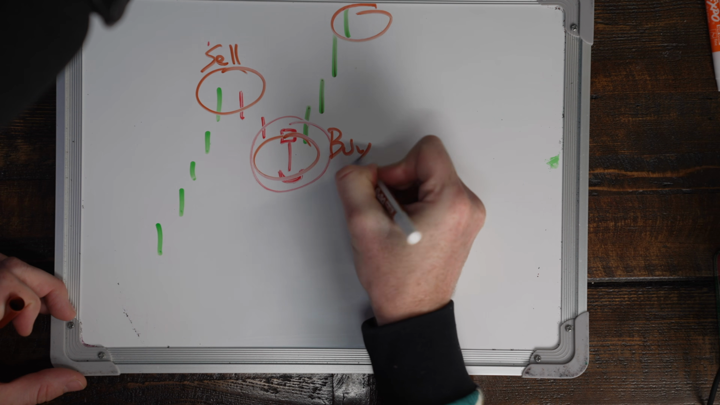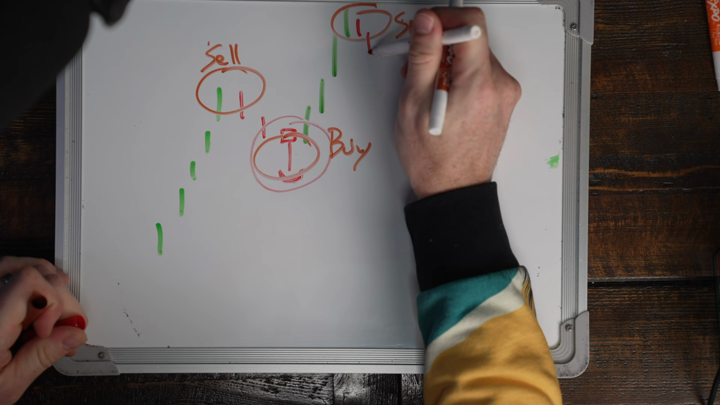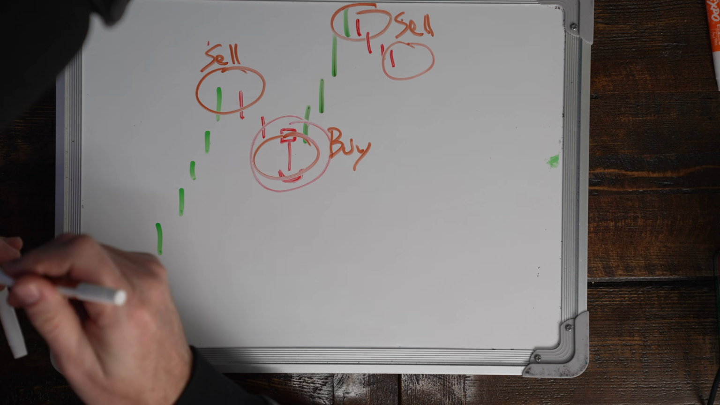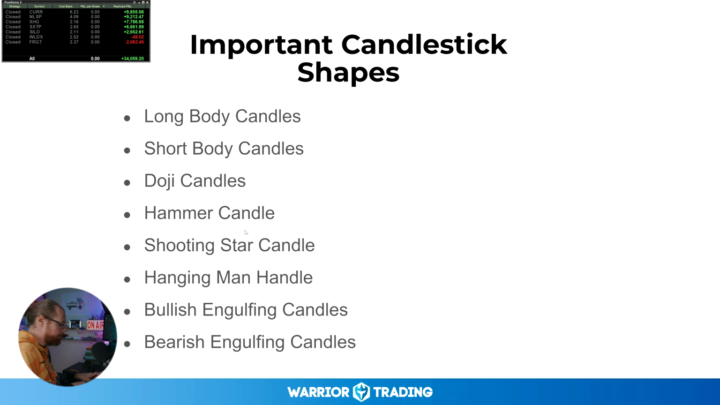We want to buy here. We want to sell up here. Let's just say this was about to be another pullback, and then we want to buy down here for the next leg up. That's what we're trying to do. We're trying to make accurate predictions about where to buy and where to sell.